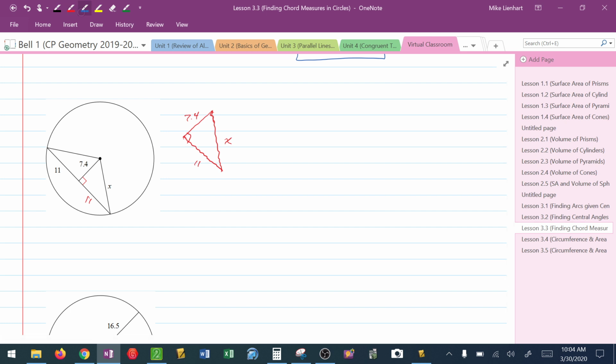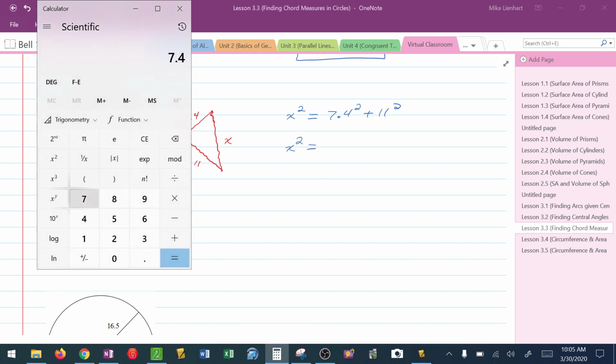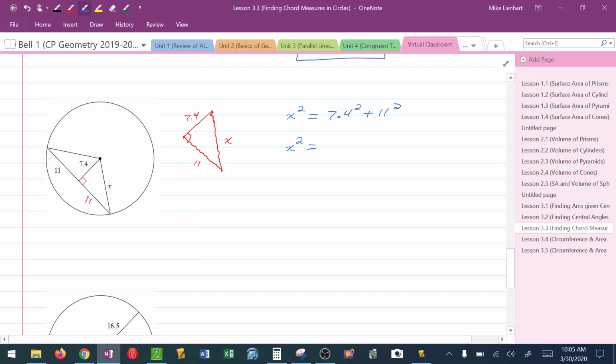Because it's a right triangle, I'm going to use the Pythagorean theorem that says the hypotenuse squared, remember, that's how we always start off, x squared is equal to 7.4 squared plus 11 squared. I'm going to use the calculator to help me here: 7.4 squared plus 11 squared equals 175.76. So I know that x would be the square root of that. And we're going to round that to the nearest tenth.